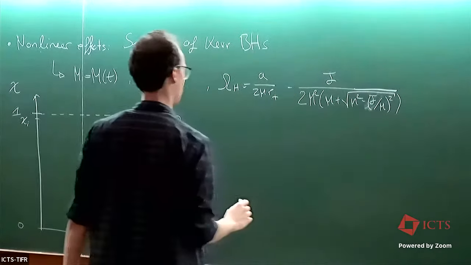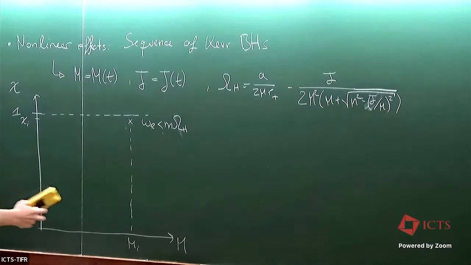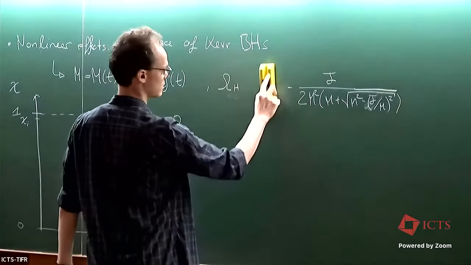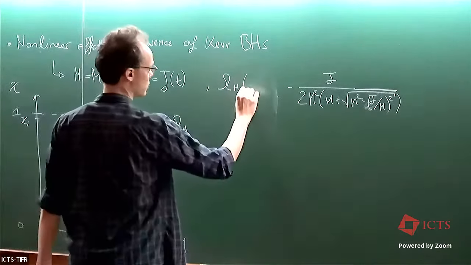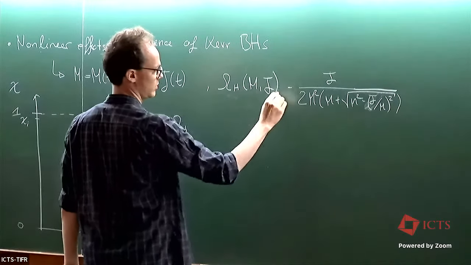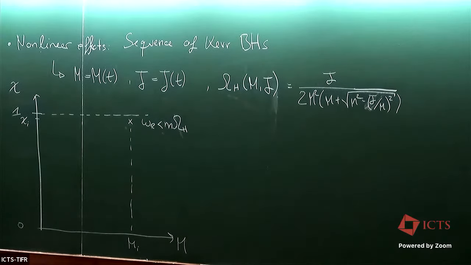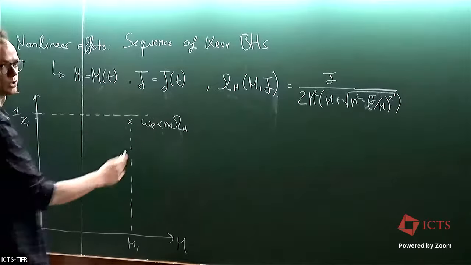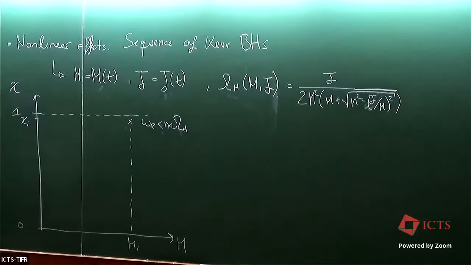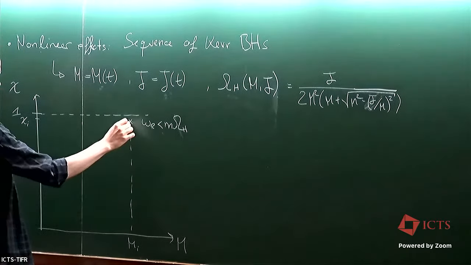Okay? So basically, you should view omega H as not some number, but instead as a function of the mass and the angular momentum of the black hole. Okay? And so now we know that, okay, the mass and the angular momentum will change as the superradiance cloud grows. And basically what this will look like in this plot is something like this.